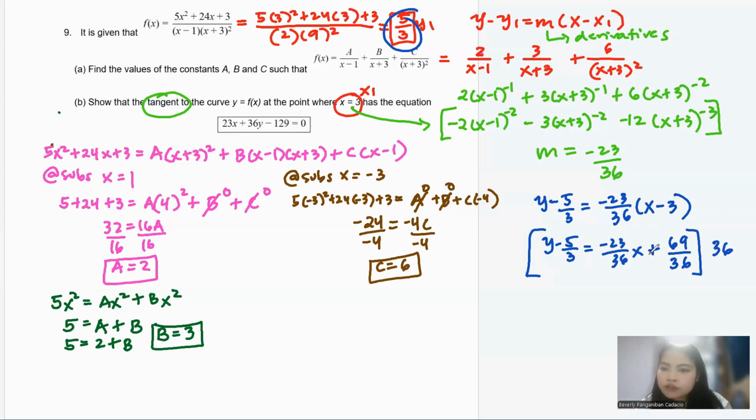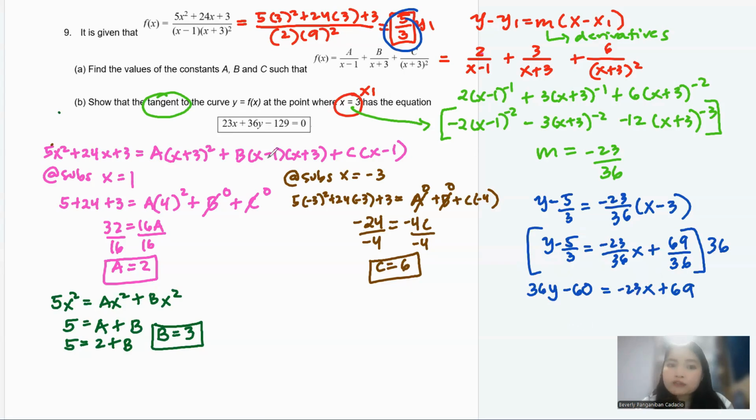Okay. So, this one, just, actually, you can combine this. Why did I not combine that? Let's combine this and this one. Combine. So, you can just multiply everything by 36 at this point. So, it will be nice. Okay, multiply everything by 36. So, you're going to have 36y minus 60. And then this one is negative 23x, and the other one will be 69. Then you can just combine later on.